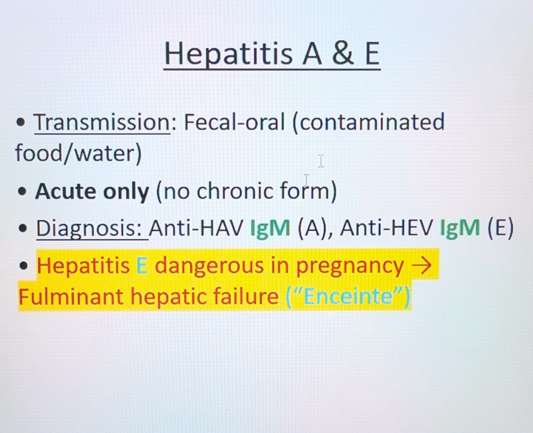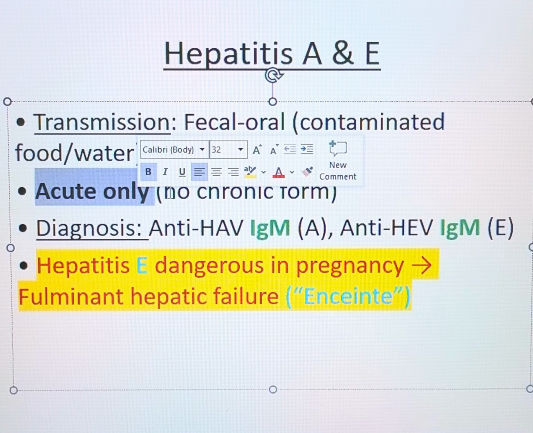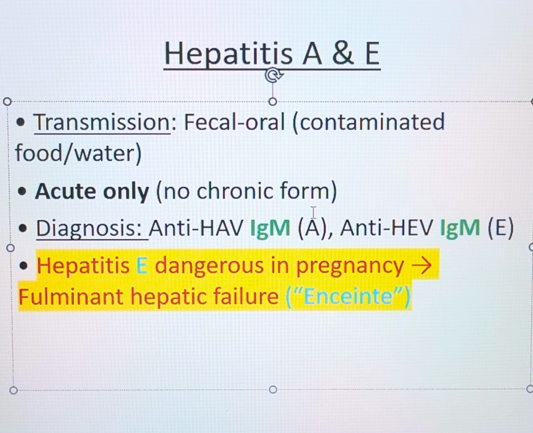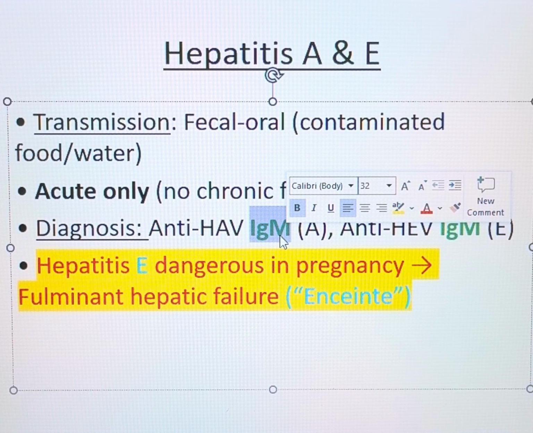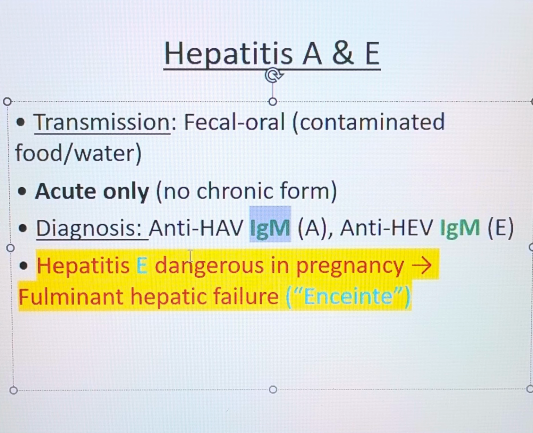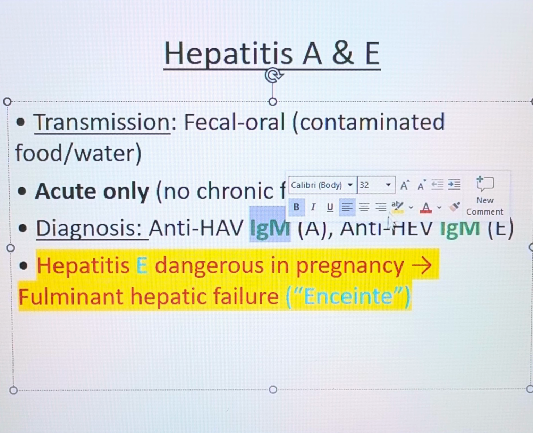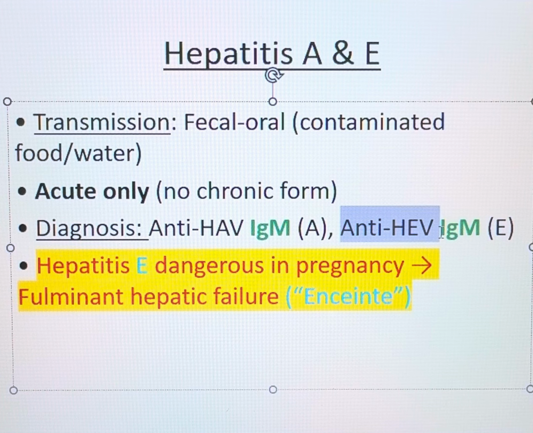Hepatitis A and E are the only hepatitis viruses that have an acute form. They do not have a chronic form at all. They are transmitted through the fecal-oral route through contaminated food or water. To diagnose it is very simple. The marker IgM means that there is an acute infection. So for hepatitis A diagnosis, it's going to be anti-HAV IgM, and for hepatitis E, it is going to be anti-HEV IgM.